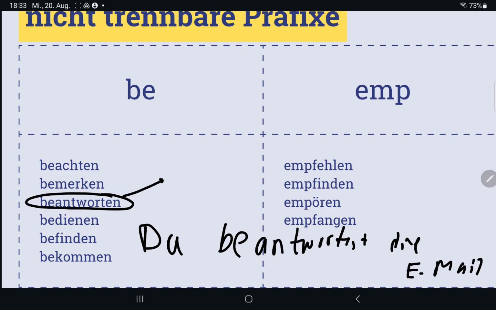Again, what I'm trying to say is that you can memorize the prefixes, but it's best if you memorize an example of a verb with that prefix, and then whenever you come across any other verb which shares the same prefix as beantworten, then that will be a nicht trennbare verb, or the verb with a nicht trennbare prefix, not separable prefix. Okay, I hope you get the point.